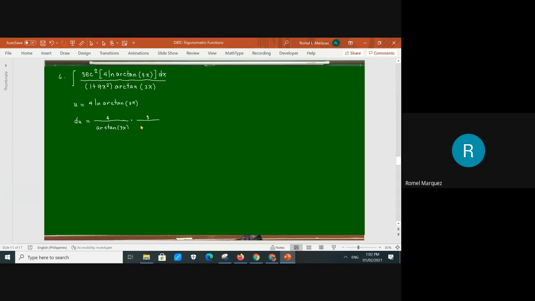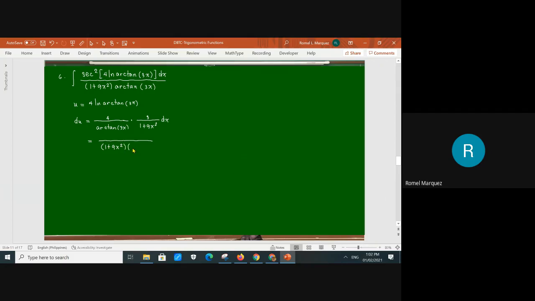Actually, the derivative is already suggested there, no? Okay? So 3 over 1 plus 9x squared for the derivative of arctangent, no? Then dx. Okay? Let's rewrite this so that we'll have 12 over all over 1 plus 9x squared.